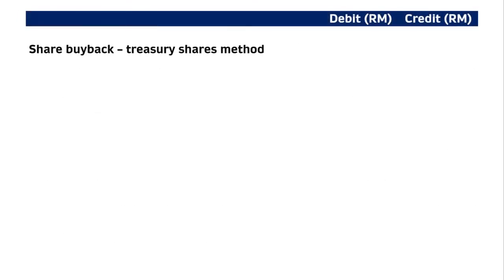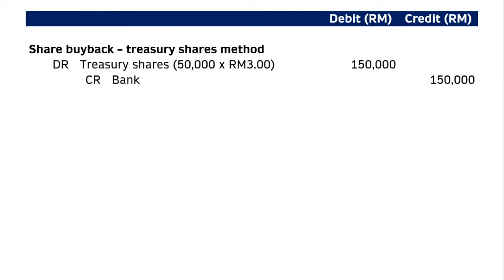Let's look at the share buyback. Okay, this time the company bought back the shares and keep it as treasury shares. This one is quite simple. So debit treasury shares 50,000 times with 3 ringgit, 150,000, and credit your bank because of the payment made to the shareholders. Okay, that's all.